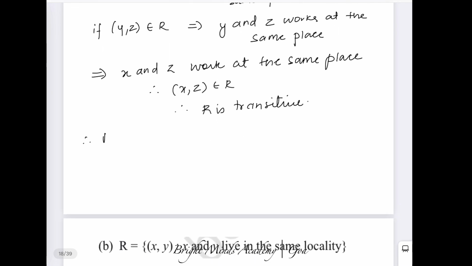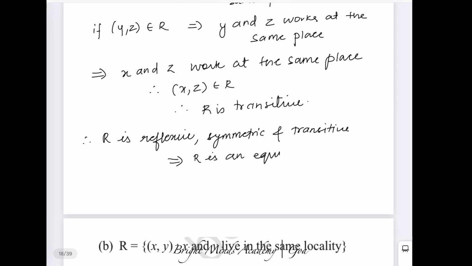Hence we'll write a final statement. Therefore R is reflexive, symmetric and transitive. So in total you can also say that R is an equivalence relation.